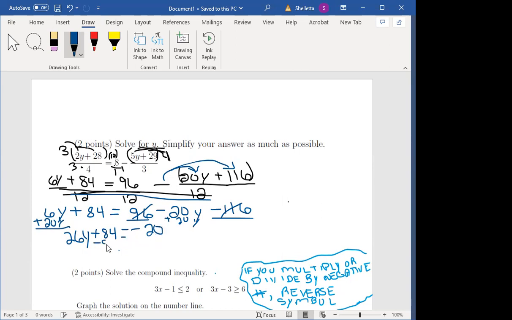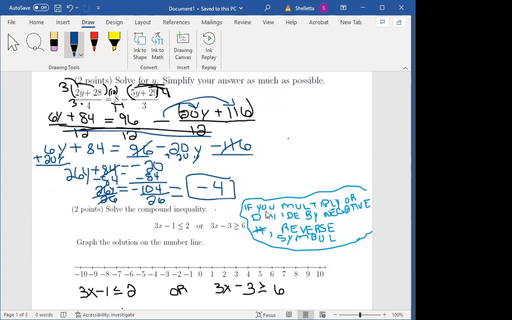So from here, we want to subtract 84 and then divide by 26. So subtract 84 from both sides, and that'll give us negative 104 equals, the 84 cancels out, 26y. And then we want to divide by 26 on both sides of this equation. So we cancel out the 26. 26 goes into negative 104 negative 4 times. So this will be our solution. y equals negative 4.